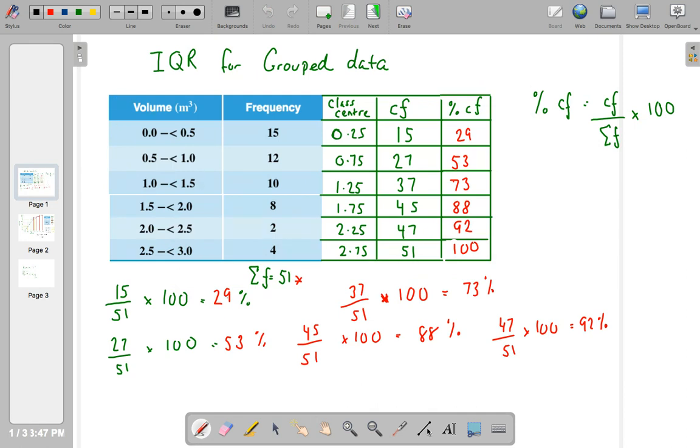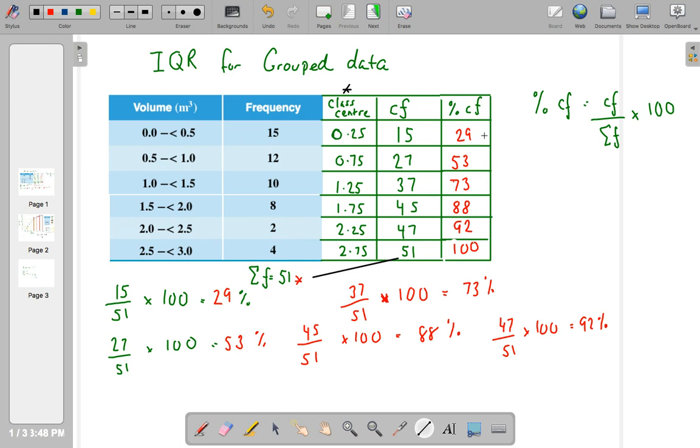In the test, you'll only be given this set of data here, okay? That table here with volume and frequency. Now, you probably don't need, in hindsight, the class centre. If you're finding the mean, you would, okay? But you do need cumulative frequency and percentage cumulative frequency. Cumulative frequency, the 15 goes across, plus 12, plus 10, plus 8, plus 2, plus 4. And I didn't point this out before, but remember, those two figures there must match, 51 and 51. Remember, 51 is the addition of all the frequencies.